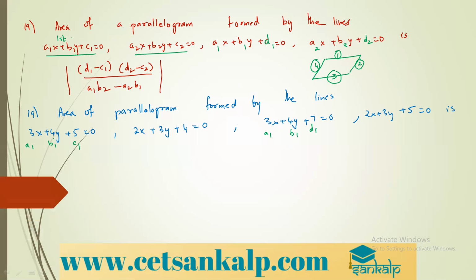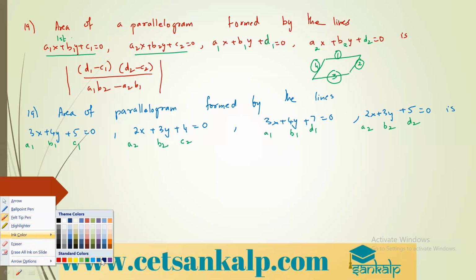a1 is 3, b1 is 4, c1 is 5. a1 is 3, b1 is 4, d1 is 7. a2 is 2, b2 is 3, c2 is 4. a2 is 2, b2 is 3, d2 is 5.